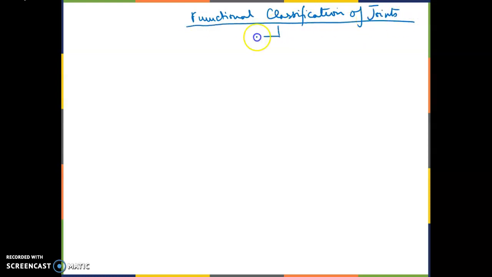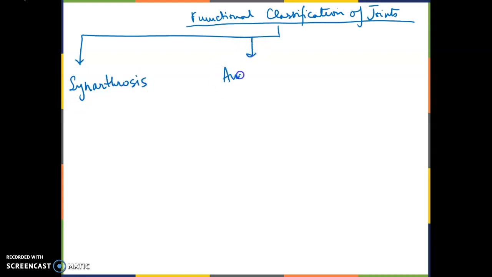So we are done with explaining the joints based on anatomy. Now we will move on to talking about joints based on function. So, functional classification of joints. Three types. We have something called synarthrosis, then we have amphiarthrosis, then we have diarthrosis.